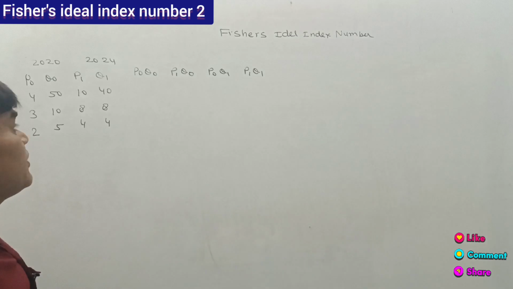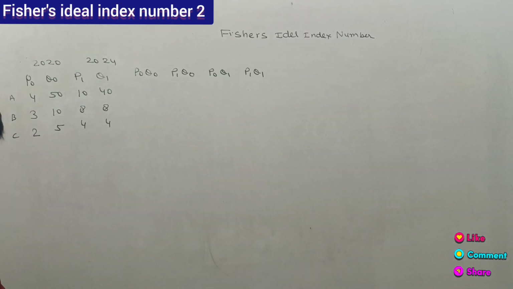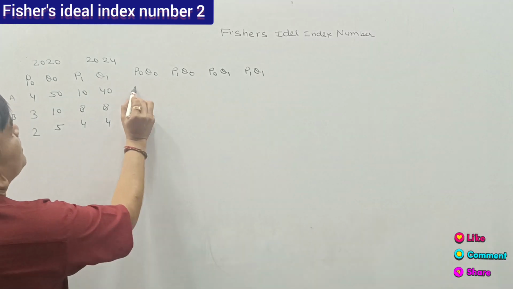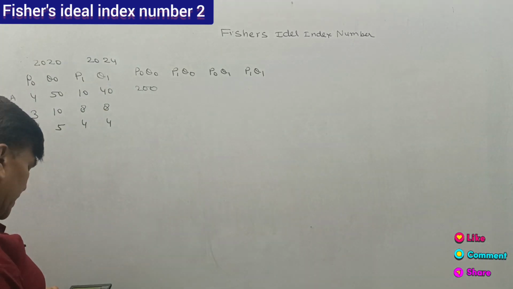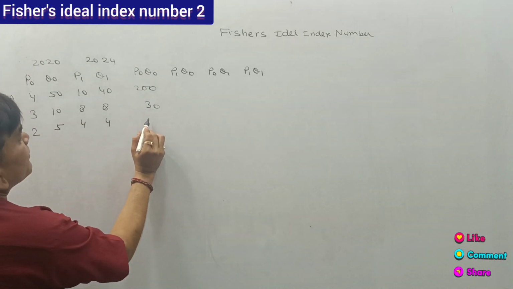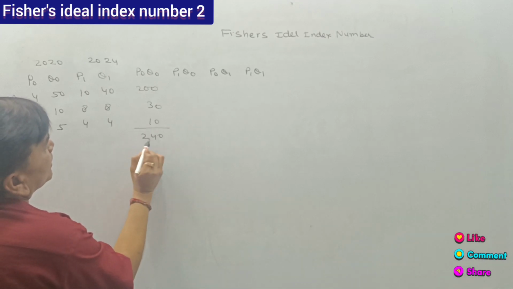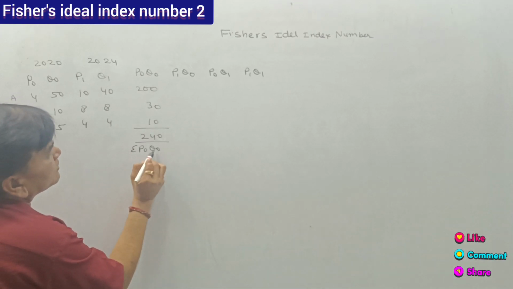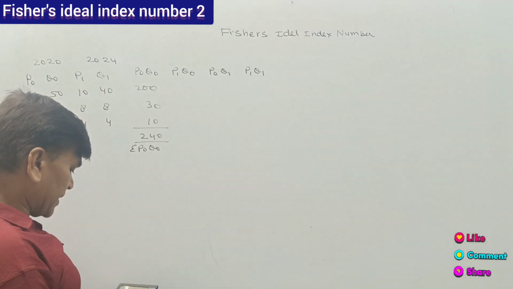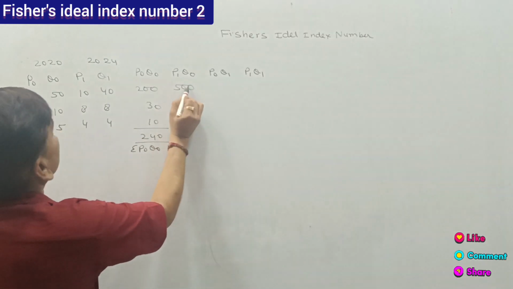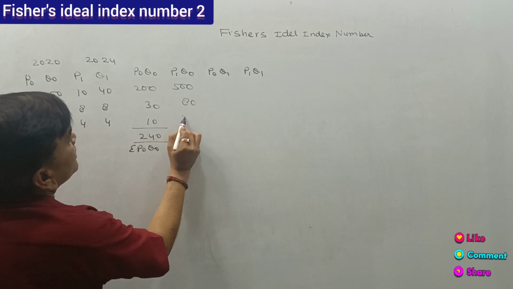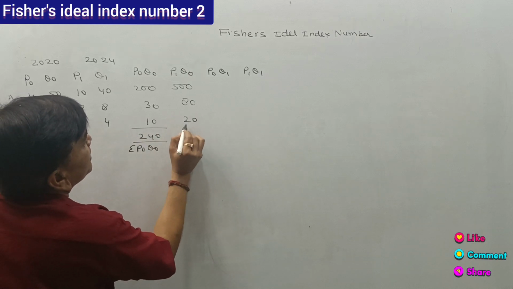First we calculate P0 Q0. 4 multiplied by 50 is 200. 3 multiplied by 10 is 30. And 2 multiplied by 5 is 10. So this will be 240, that is sigma P0 Q0. Next, P1 Q0. First one is 50 multiplied by 10, that is 500. Second, 10 multiplied by 8 is 80. Third, 5 multiplied by 4 is 20. So the addition of this will be 600.